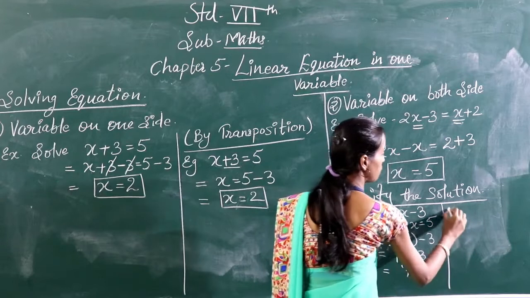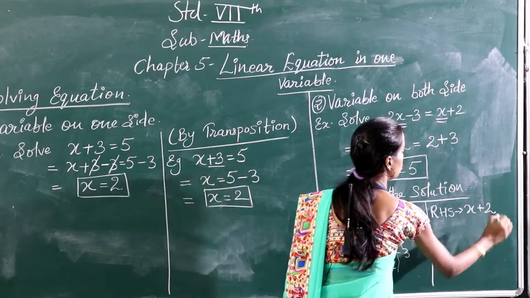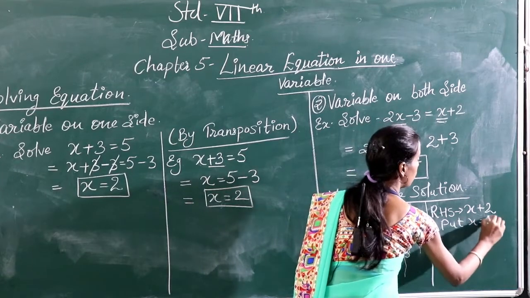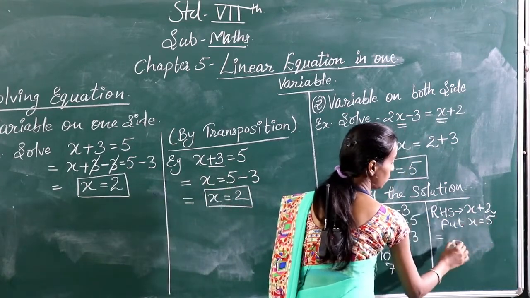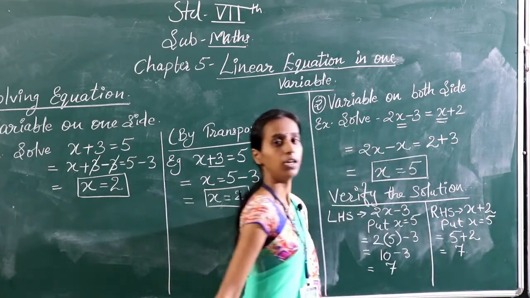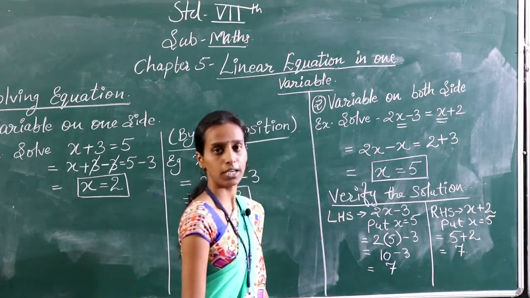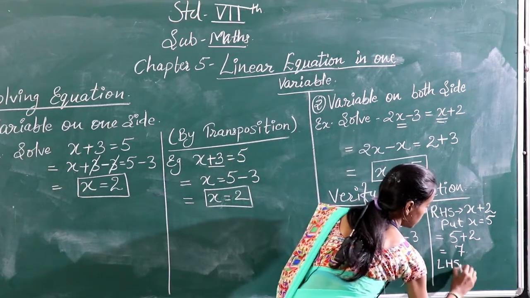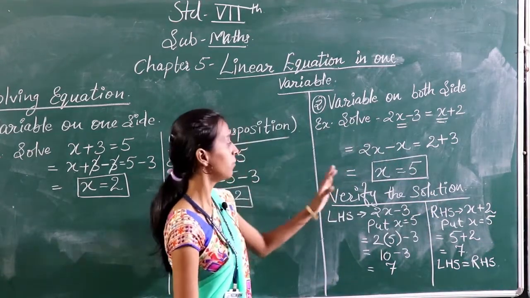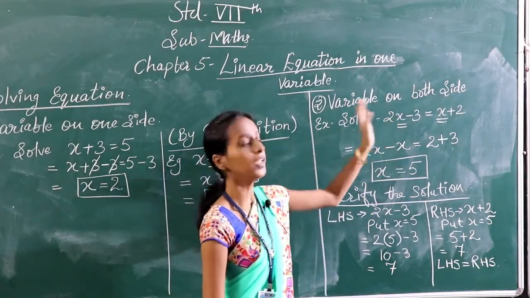So we will solve this RHS side, and the expression we have on the RHS is x plus 2. And what is the value of x we got? 5. So again put x equals 5. If we put x equals 5 in this equation, what do we get? 5 plus 2, that is 7. Now you can see LHS is 7 and RHS also is 7. So we can say that LHS is equal to RHS. That means the value we got, x equals 5, is the correct solution of this equation.